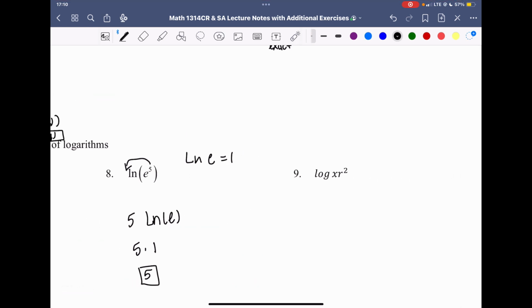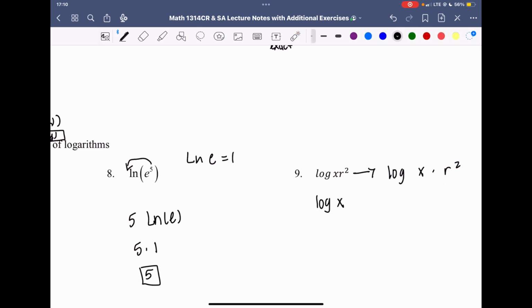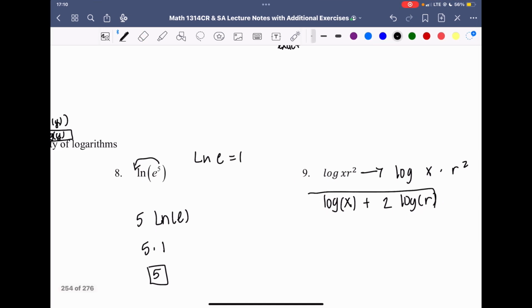This one we have to expand. I'm going to rewrite this, so log of x times r squared. That 2 exponent only belongs to the base of r. It has nothing to do with x. So it's going to be log x plus 2 log r. The 2 will go in front of the log of the r. Oops, this is supposed to be r. Oh, I'm pressing the wrong button. This is our solution.